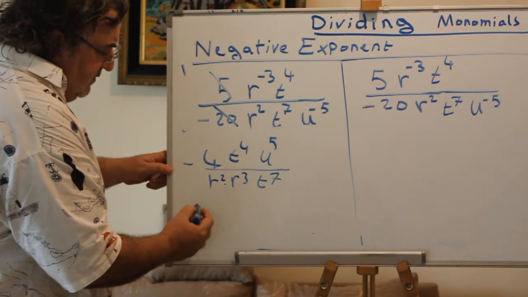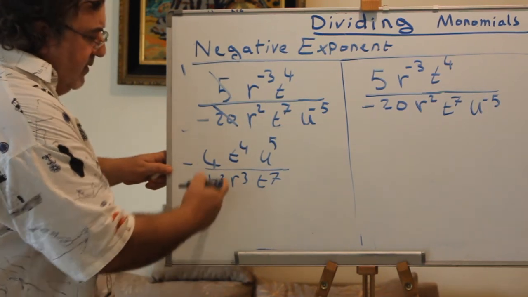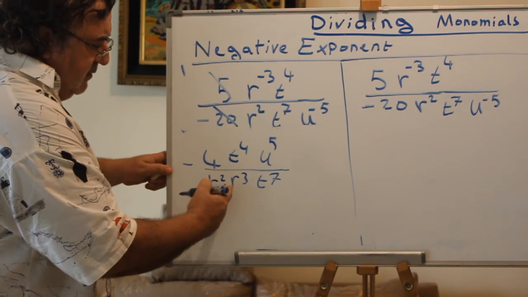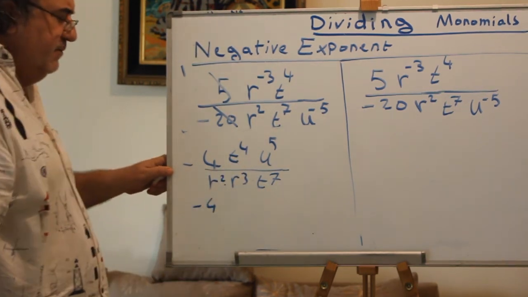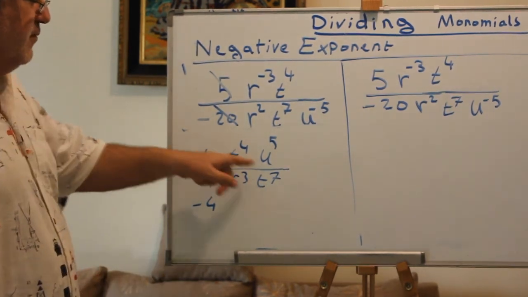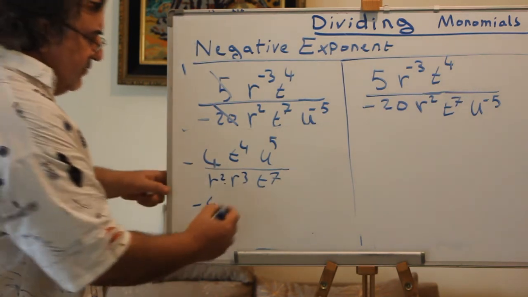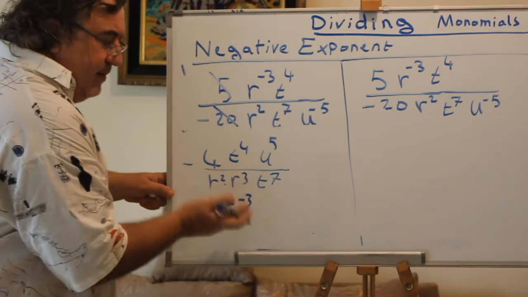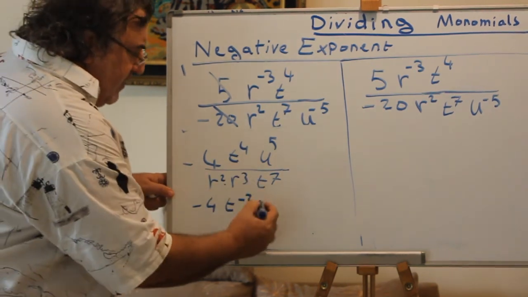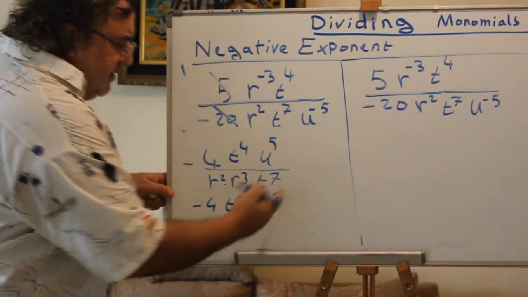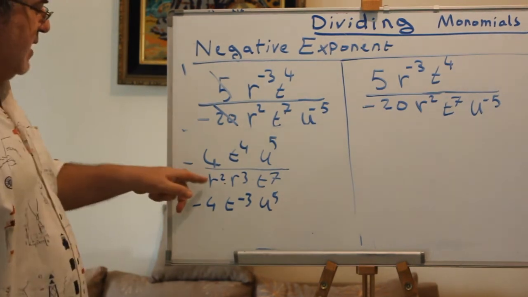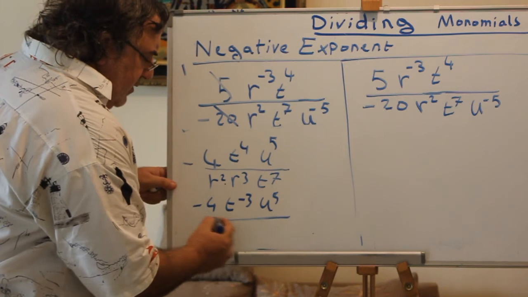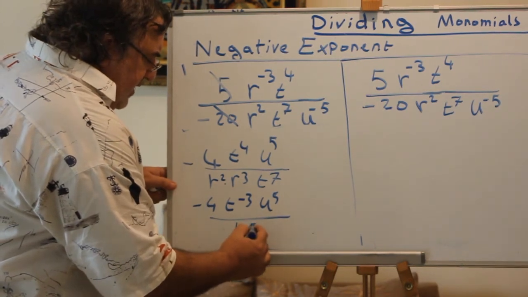Now the 4 is finished, it's already completed. Now t to the power 4 over t to the power 7: 4 minus 7 is negative 3. So t to the power negative 3, and the answer is on the upper side. U to the power 5, keep it as it is because it has nothing to do with the denominator. And we have here r squared and r cubed, which will be over r to the power 5.